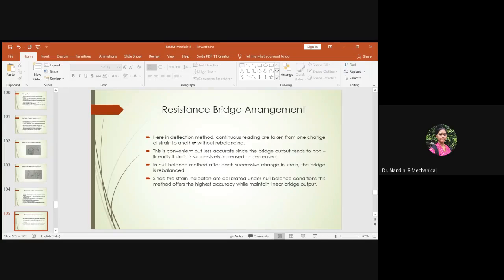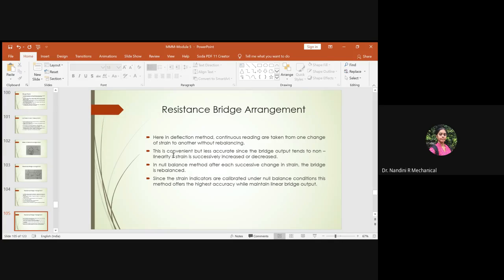So in case of deflection method, continuous readings are taken from one change of strain to another without rebalancing. In this resistance bridge arrangement, we won't keep on balancing at every stage because, due to one strained and one unstrained gauge, there will be variation in the values and it will not be balanced, and as a result we go on with the deflection method and take the readings. This is convenient in comparison to the other method, but it is less accurate since the bridge output tends to non-linearity. So here the strain you get does not vary linearly.